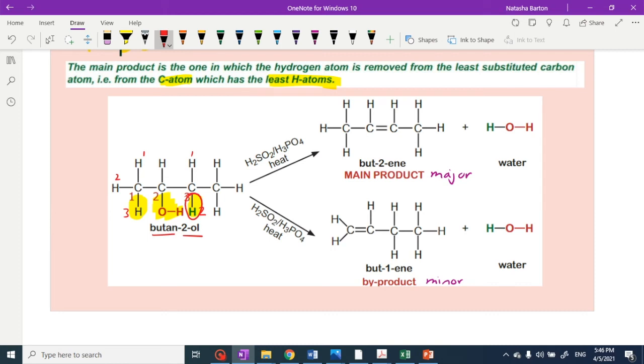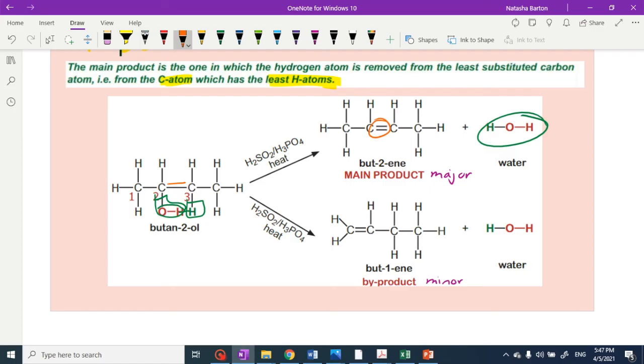So we're going to remove the hydrogen atom from the carbon that has the least hydrogen atoms in order to form our major product. So this will detach, that will detach, and they will bond, on this side, to form water. And where they used to be, in between those two carbons, we will now have a double bond. So our major product is now but-2-ene, and we have water.